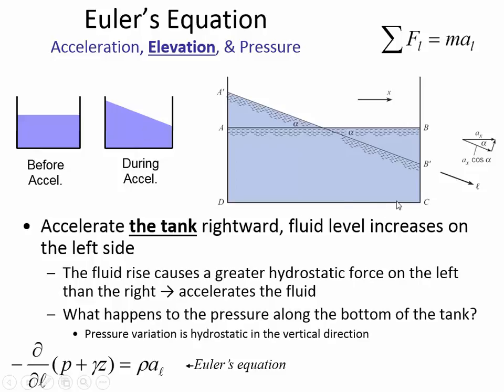The pressure along the bottom of the tank is increasing. So the pressure at D is greater than the pressure at C when it's accelerating to the right. In the first case, when it's just motionless, the two pressures are equal. Pressure at C equals pressure at D. But when it's accelerating, the pressure at D is greater.